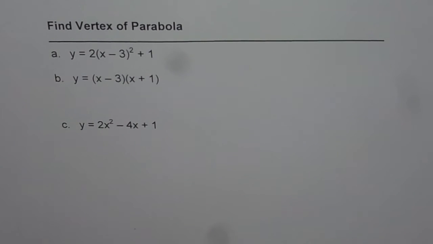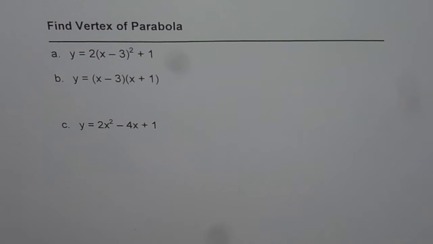The second one is the factored form or the intercept form of a quadratic equation. From there you can read the x-intercepts, and the axis of symmetry is right at the center of the two x-intercepts. That will help us to find the vertex. The third one is in the standard form.